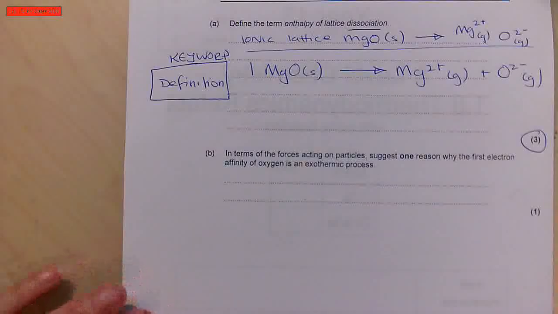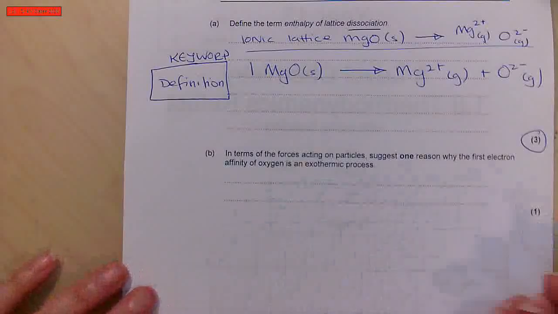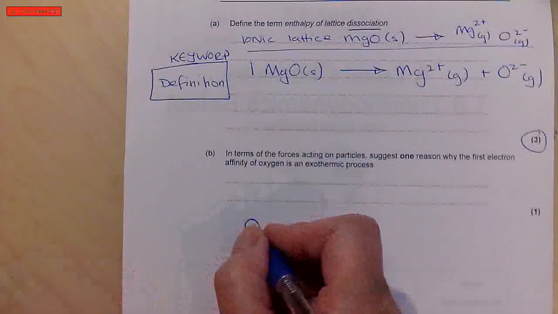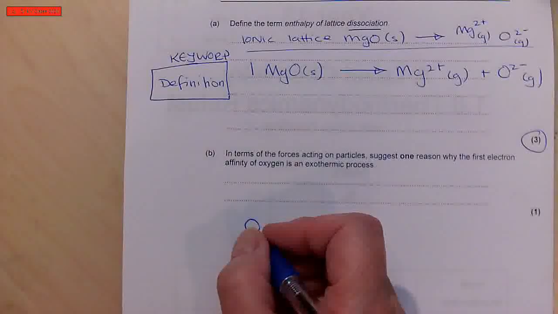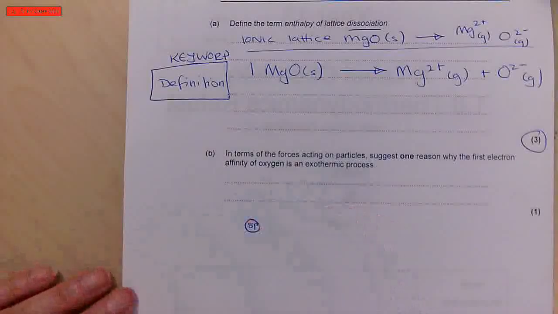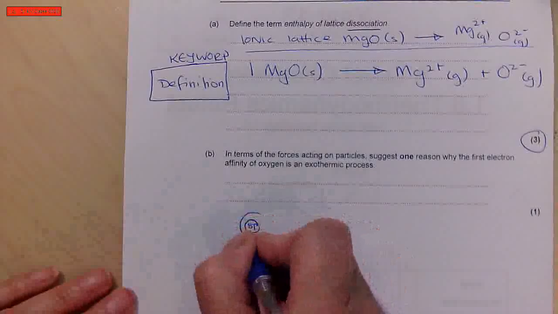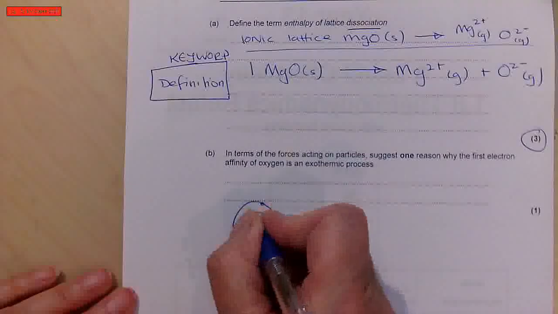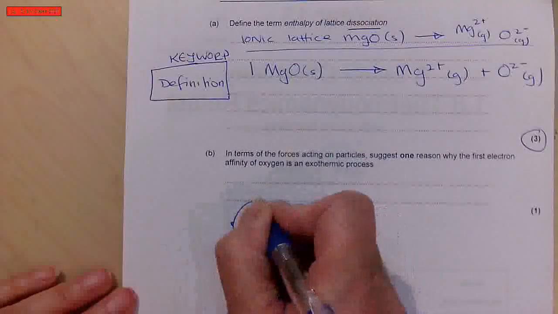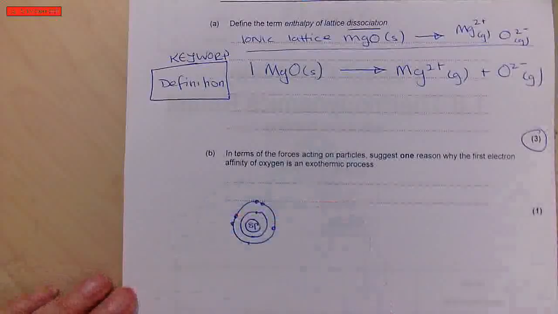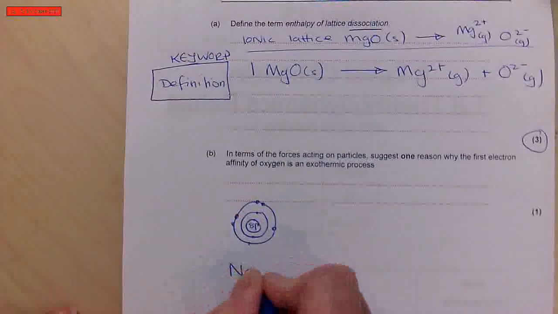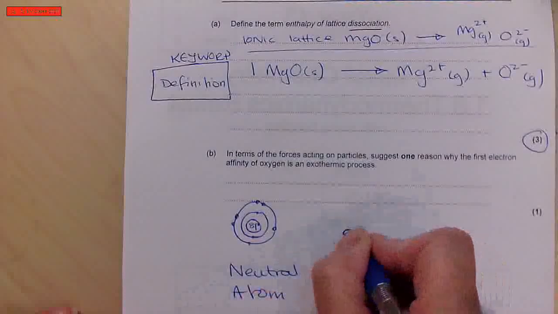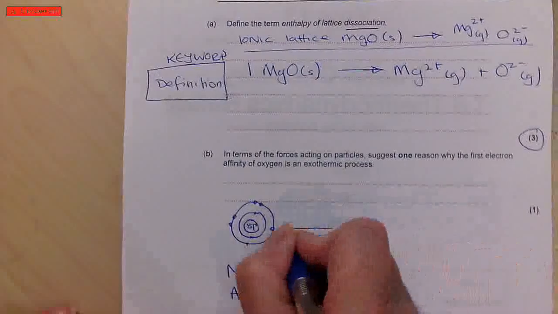The second one, in terms of the forces acting on particles, suggest one reason why the first electron affinity of oxygen is an exothermic process. So we've got oxygen. It's got 8 protons in its nucleus. It's got an inner shell of 2 electrons, and then it's got 6 more electrons, 1, 2, 3, 4, 5, 6 around the outside. So this is neutral. It's a neutral atom.